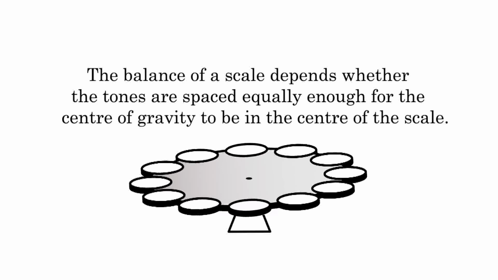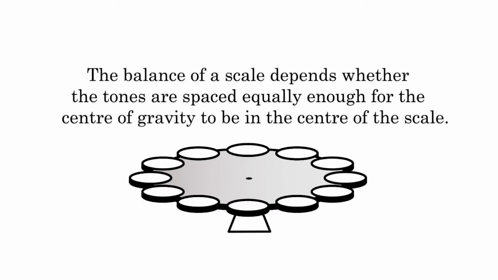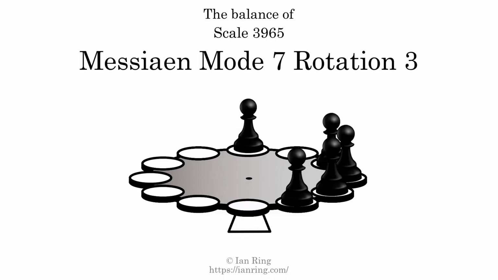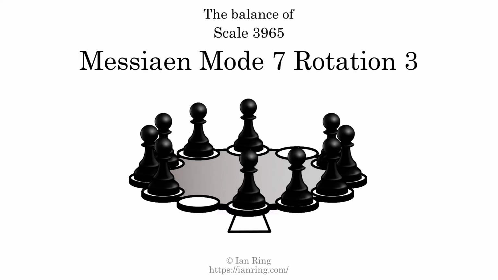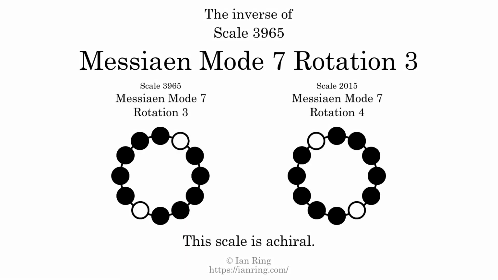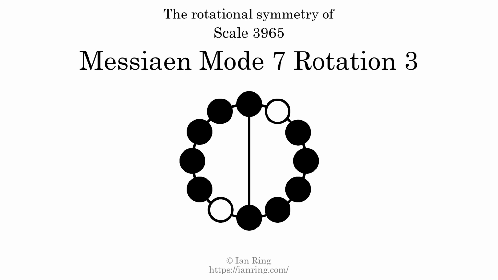The balance of a scale depends on whether the tones are spaced equally enough for the center of gravity to be in the center of the scale. This scale is balanced. The inverse of a scale is a mirror image. It is what you get when the sequence of intervals is reversed. The inverse of this scale is scale 2015, also known as Messiaen Mode 7 Rotation 4. This scale is achiral, since it can transform into its own reflection by a rotational transformation. This scale has rotational symmetry at 6 semitones.